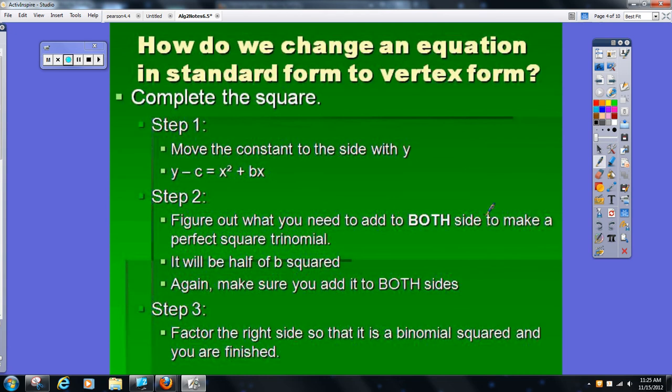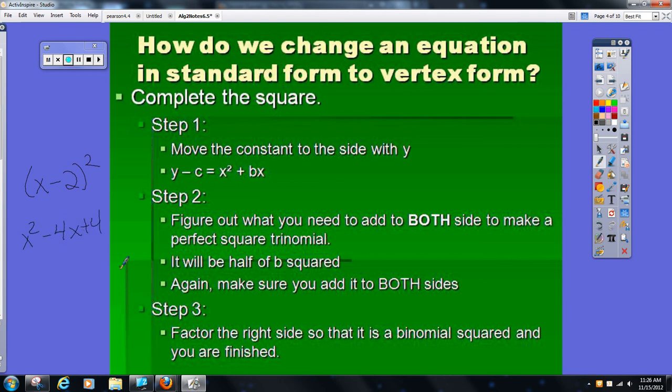Okay, it's a little more difficult to go from standard form to vertex form. These are the steps. You're going to want to write them down in your notes. The first thing we're going to do is move the constant, that c value, to the side with the y. So then we have y minus c equals x squared plus bx. After that, we're going to figure out what we can do so that we have something that looks like x minus 2 squared. That's a factor that's called a PST, a perfect square trinomial: x squared minus 4x plus 4.